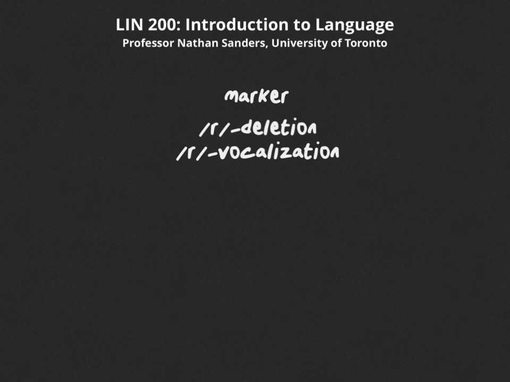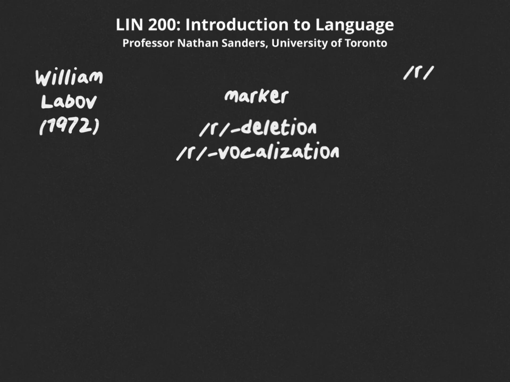The R deletion or R vocalization marker was notably studied by William Labov in his groundbreaking 1972 study of New York City English. In New York City English, R in certain positions in a word is either deleted or pronounced as something more like a schwa. So for example, the expression fourth floor might be pronounced as fawth floah. This pronunciation is more common with working class speakers in New York City and less common in the upper class, which means that we should expect it to be sensitive to prestige.